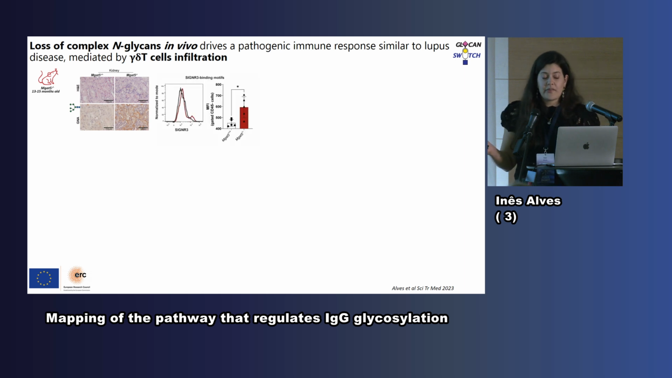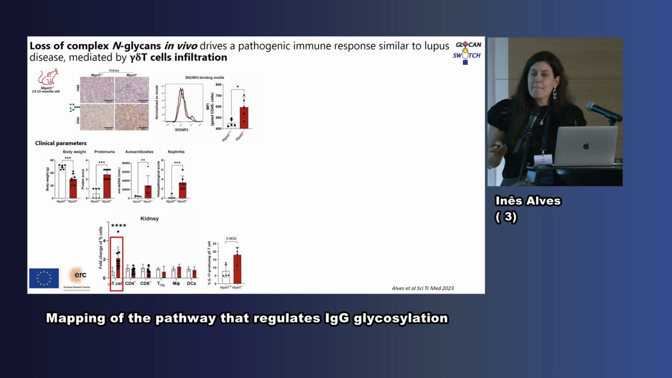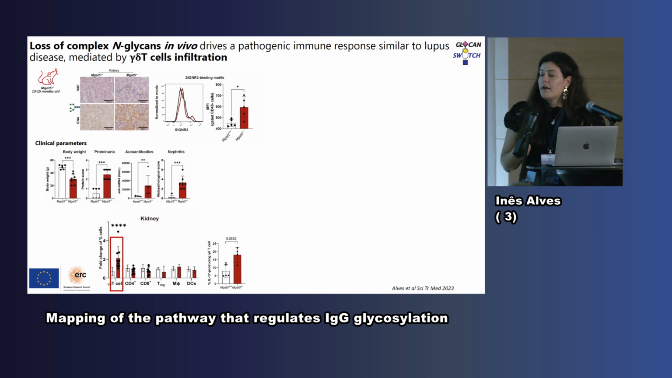infiltration of immune cells. There is a glomerulonephritis that happens in these mice spontaneously, which has already been described by Dimitriu. And we saw that these high levels of high mannose were also associated with SIGNR3 binding motifs, which is a homologue of DC-SIGN. Spontaneously, these mice appear to have a lupus-like syndrome with proteinuria, high levels of autoantibodies, and even a nephritis score. By characterizing the immune cells of the kidney, we saw an infiltration of gamma delta T cells, more specifically the ones that produce IL-17.